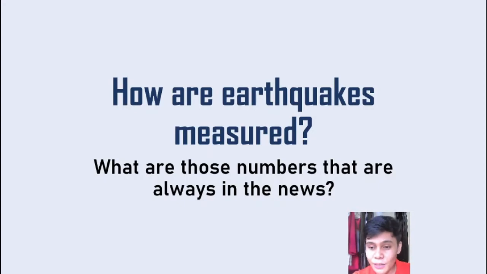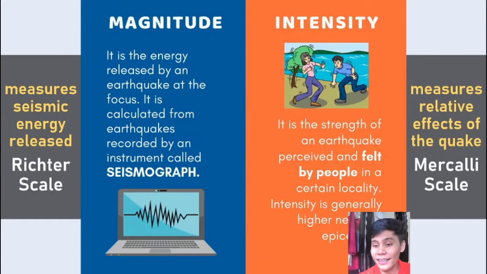So earthquakes are measured using two different types of measurement. So we have the magnitude and the intensity. Magnitude just measures the actual energy released. So that's what's reported in the news. The Richter scale measurement, the magnitude. And intensity, on the other hand, is the relative effects of the earthquake, meaning how much damage it does. It's measured usually using a Mercalli intensity scale.